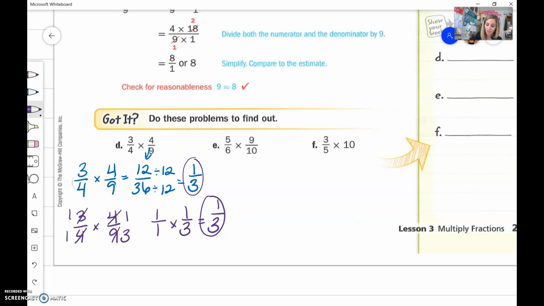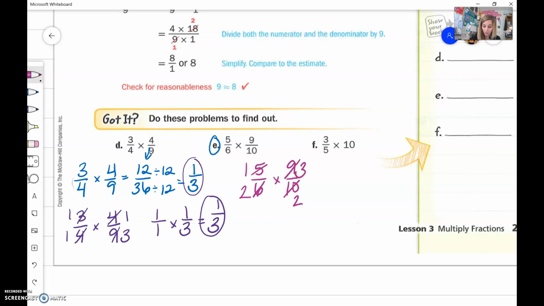Okay, let's take a look at this next one, E. So 5/6 times 9/10. I see when I look at 10 and 5, I can divide each of those by 5. 5 divided by 5 is 1. 10 divided by 5 is 2. When I look at 6 and 9, I know I can divide both of those by 3. 9 divided by 3 is 3. 6 divided by 3 is 2.